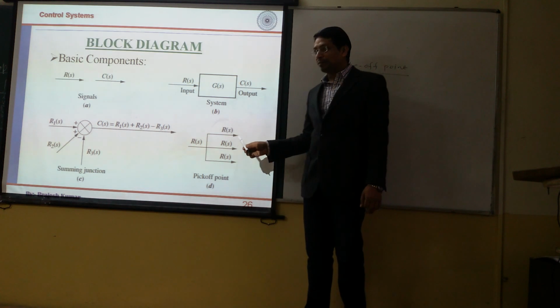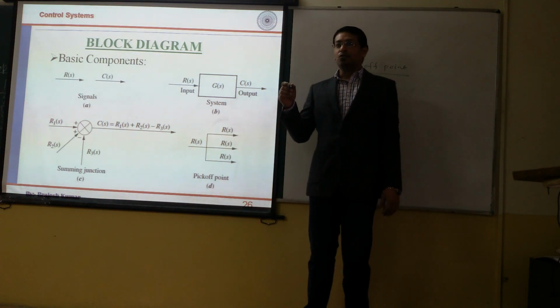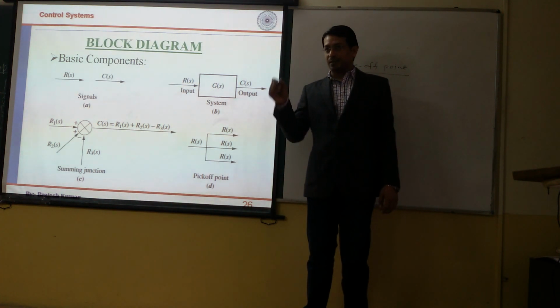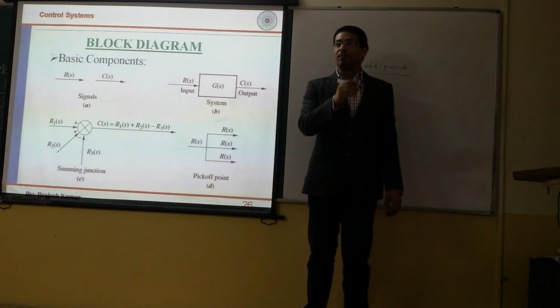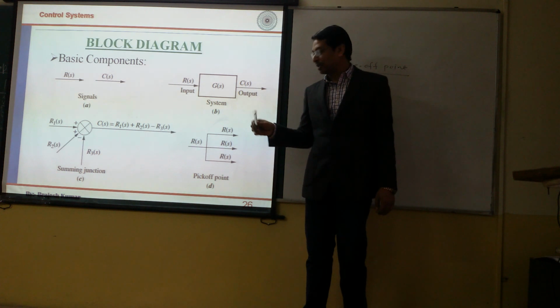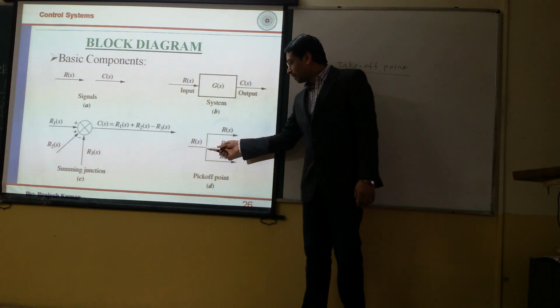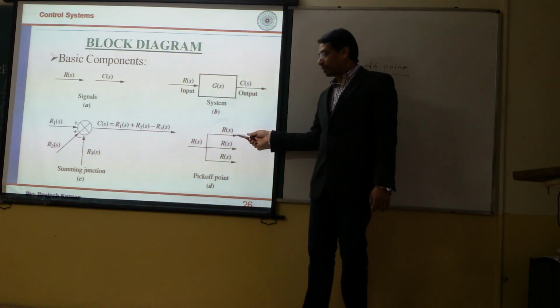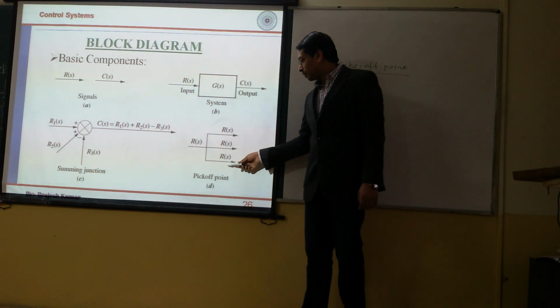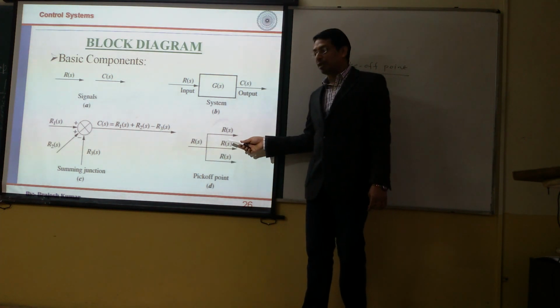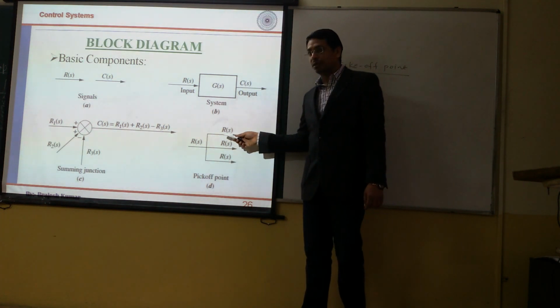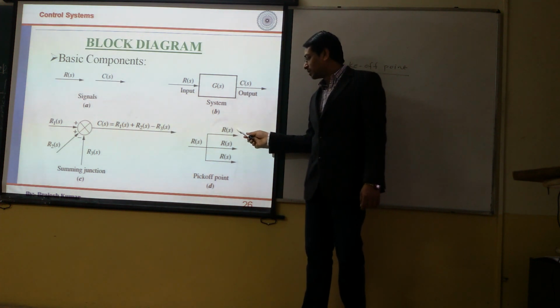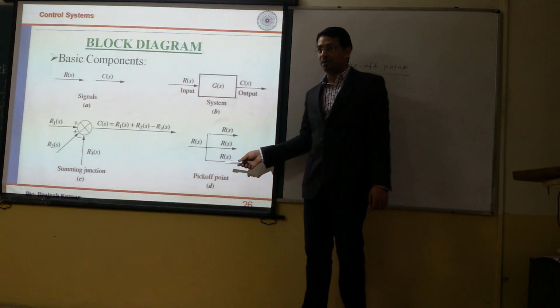So the takeoff point is basically used where you want to take a signal from some point, some output, and feed it back, or feed it to some other component. The value of the signal after the takeoff point is going to be the same. It is not going to be divided. If there are 3 takeoff points, it is not going to be divided into 3. You are not going to say Rs upon 3, Rs upon 3, Rs upon 3.